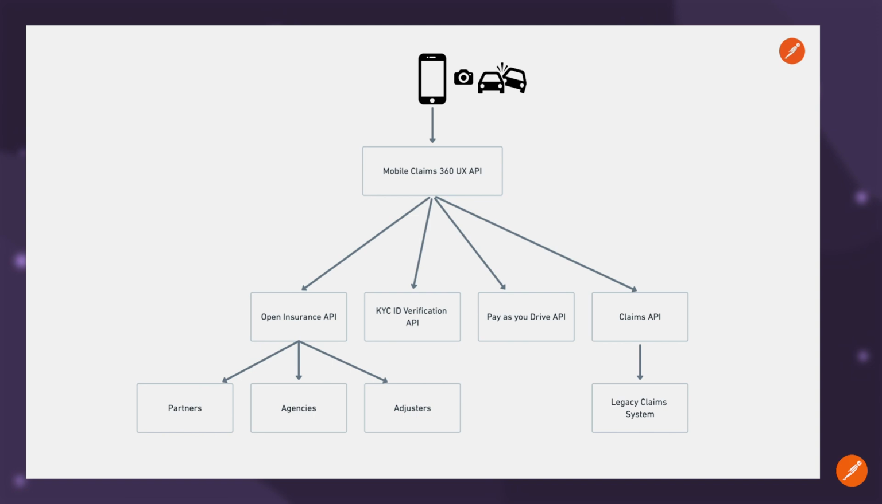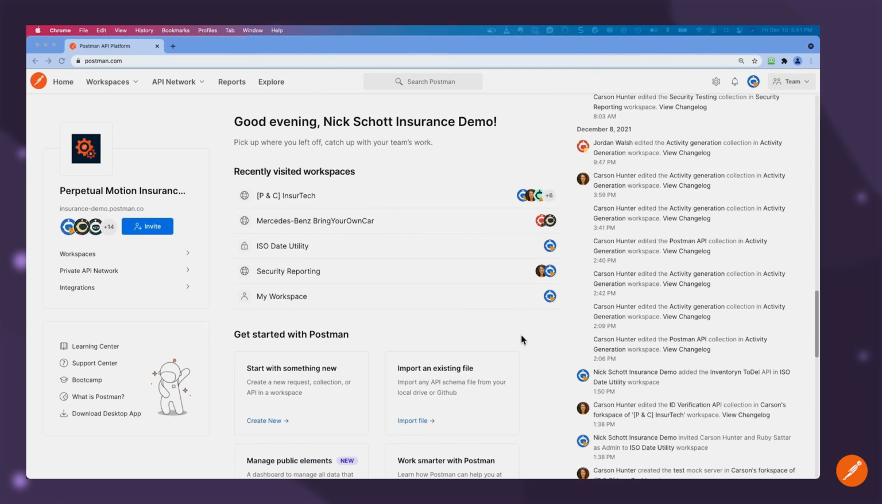Let's see how. Our use case will focus on a mobile claims 360 UX API that we're going to deliver by orchestrating and enriching data with existing open insurance APIs, know your customer ID verification APIs, pay-as-you-drive APIs, and claims APIs, which in fact are modernizing legacy claims systems. So the first piece we're going to look at is the pay-as-you-drive API.